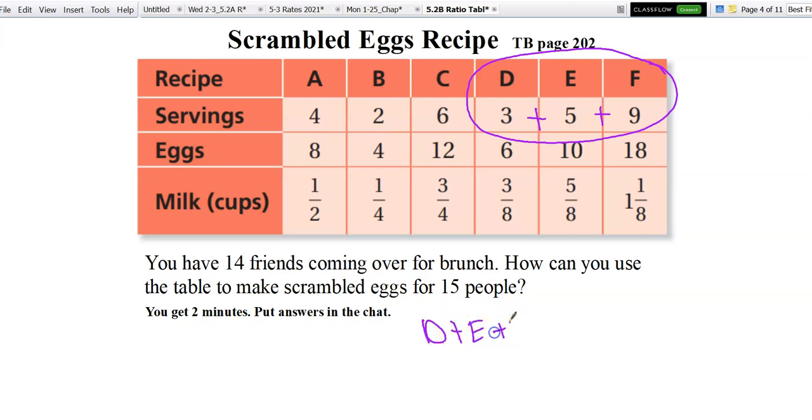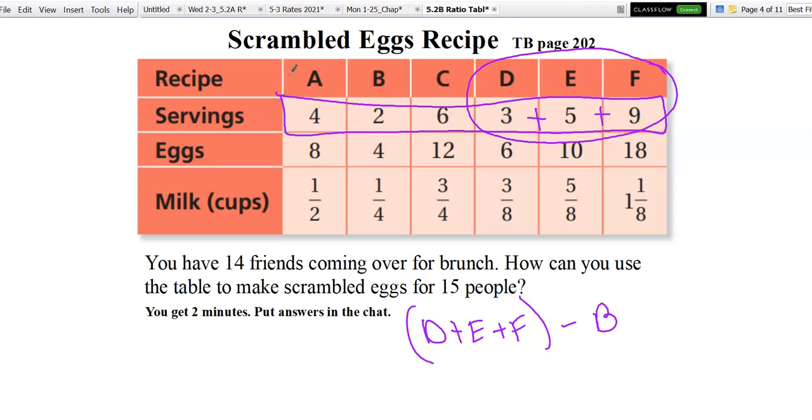Could I do D plus E plus F, right? And then that equals 17, so I need to subtract the B from it. So you can see there's all kinds of combinations that I can make, keeping the same ratio, but using servings, right? So I want to think about servings as kind of a total column. And when I have that total column, I can do some very creative adding and subtracting to make just the right number of servings to feed any number of people, right?